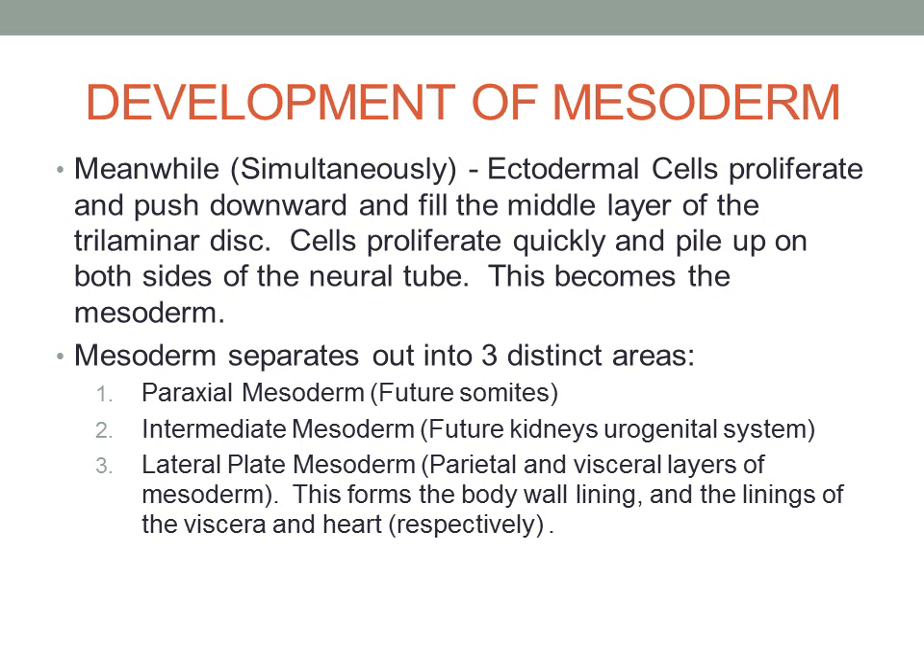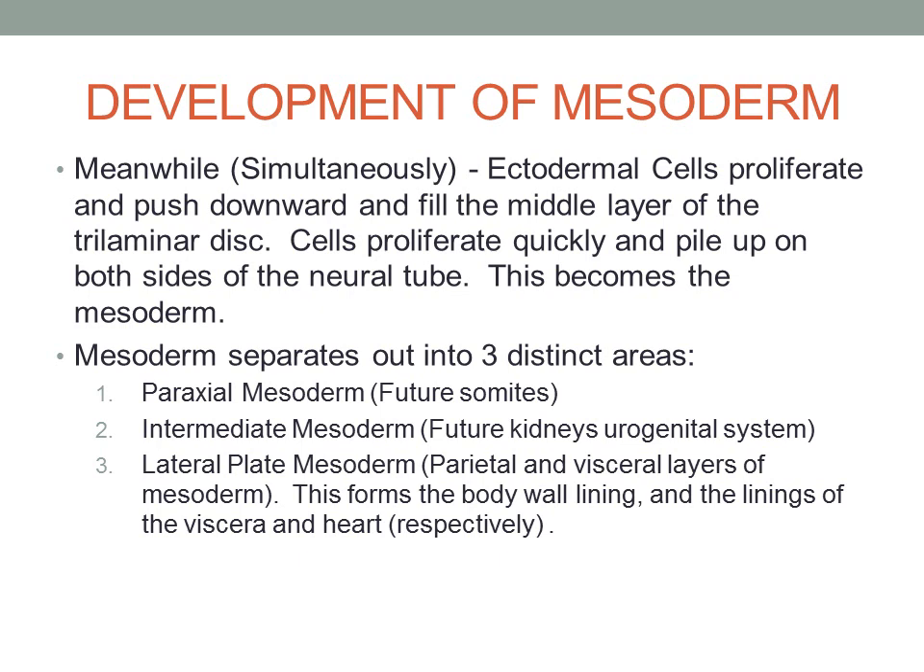Closest to the neural tube is what's called the paraxial mesoderm, and we'll talk more about the paraxial mesoderm here as we go. It's the paraxial mesoderm that develops into the future somites. Next to the paraxial mesoderm is the intermediate mesoderm, and it's the intermediate mesoderm that's going to give us the future kidneys and the urogenital system.